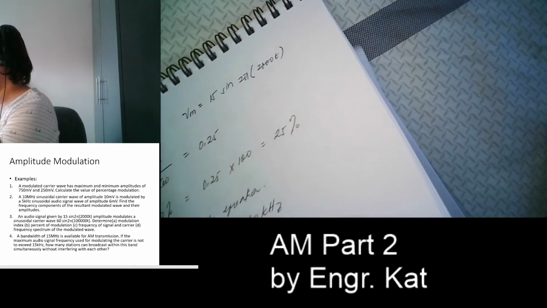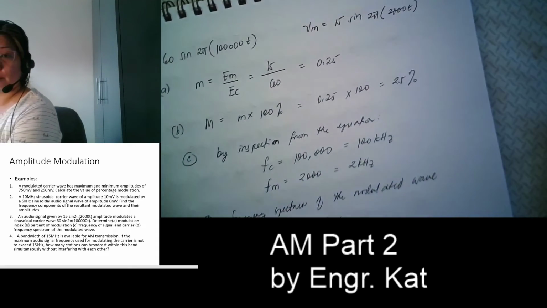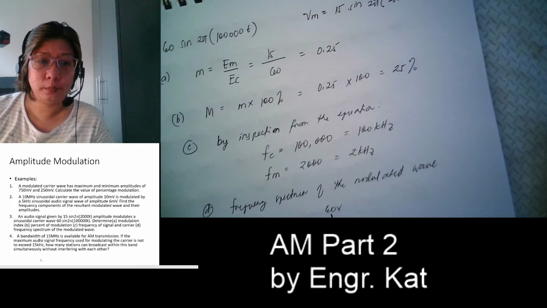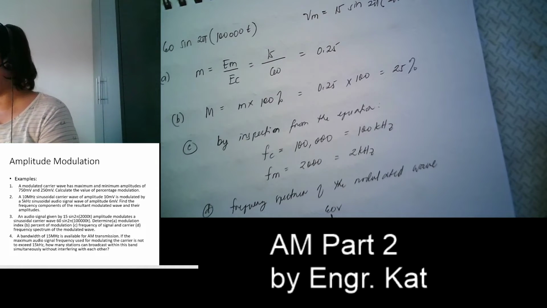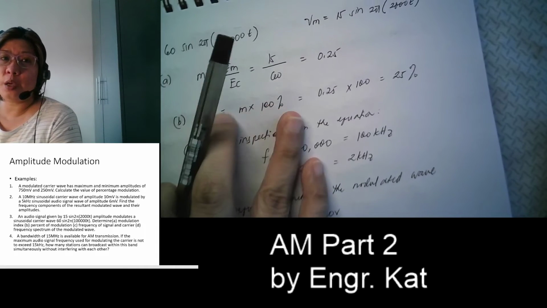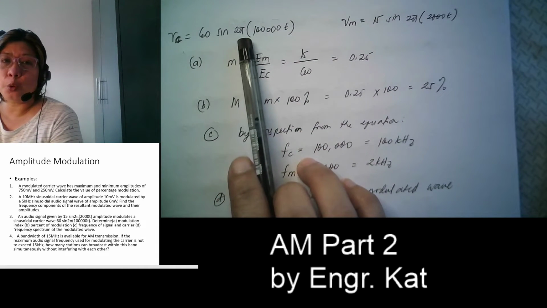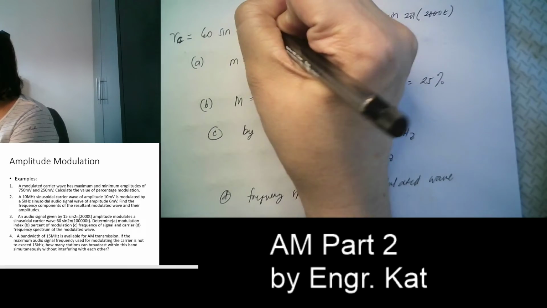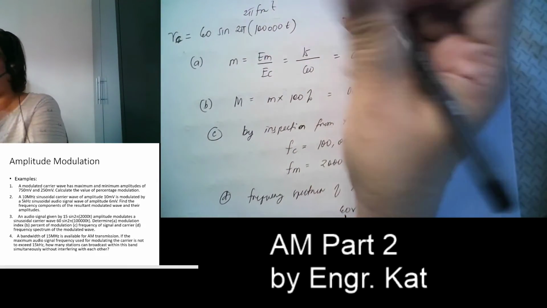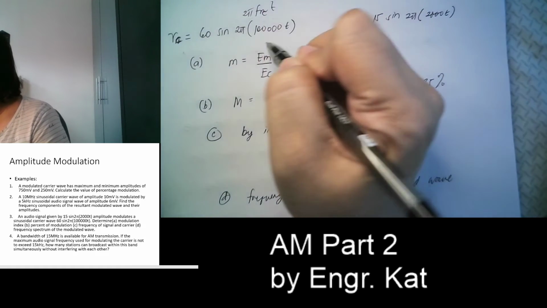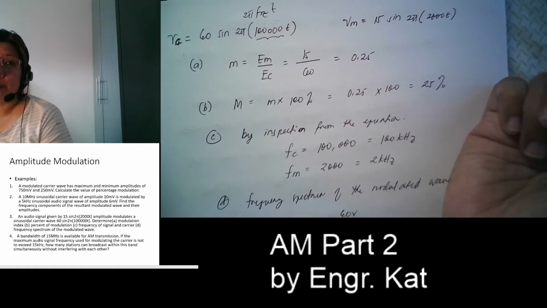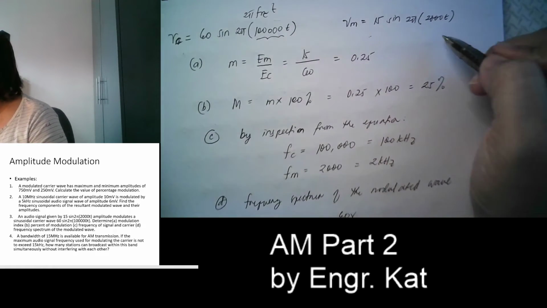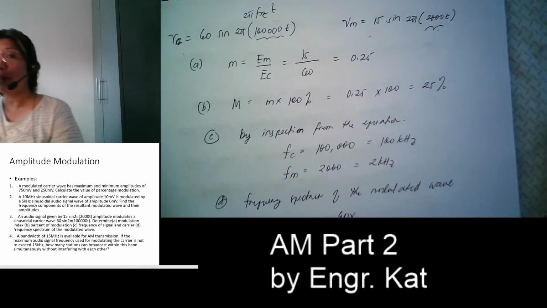In that case, we have here the equation. So the equation for our carrier is given by 60 sine of 2 pi 100,000 t. Okay, so if you're going to remember, this is 2 pi fct. So therefore, this is your frequency. And then for the modulating signal, it is 15 sine of 2 pi fmt. So this is your fm.